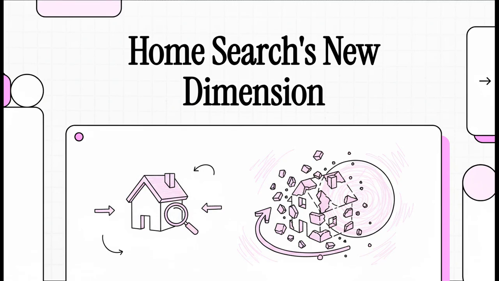All right, let's get into it. For the longest time, searching for a house online has felt a little, well, flat. We scroll through endless photos, maybe watch a shaky video tour, but it never really captures the full picture. Well, it turns out that's all about to change, thanks to a seriously cool new dimension in tech.